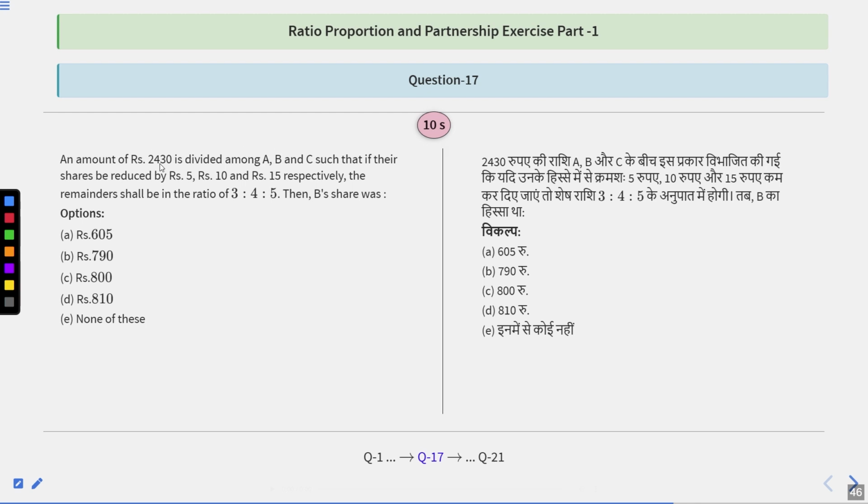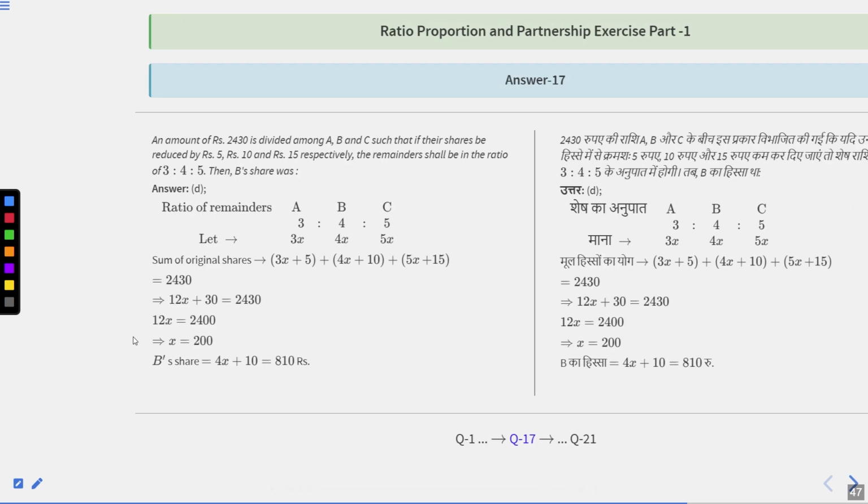An amount of rupees 2430 is divided among A, B and C such that if their shares are reduced by 5 rupees, 10 rupees and 15 rupees respectively, the remainders shall be in the ratio 3:4:5. Then B's share was. You have 5 options and 10 seconds to analyze the question. Your time starts now. Time's up. Let's see the solution.